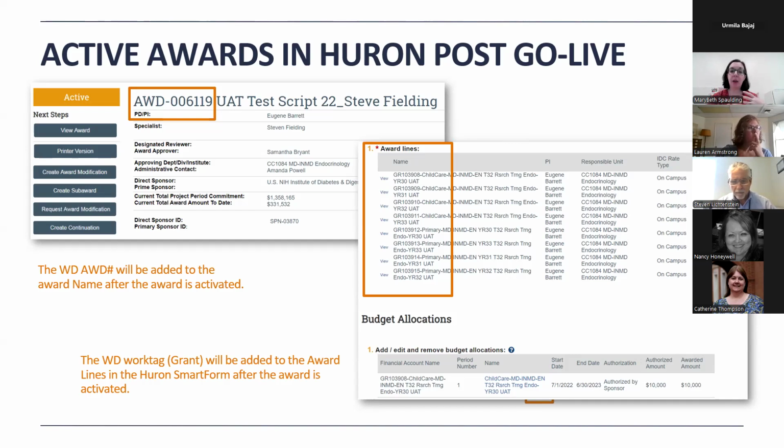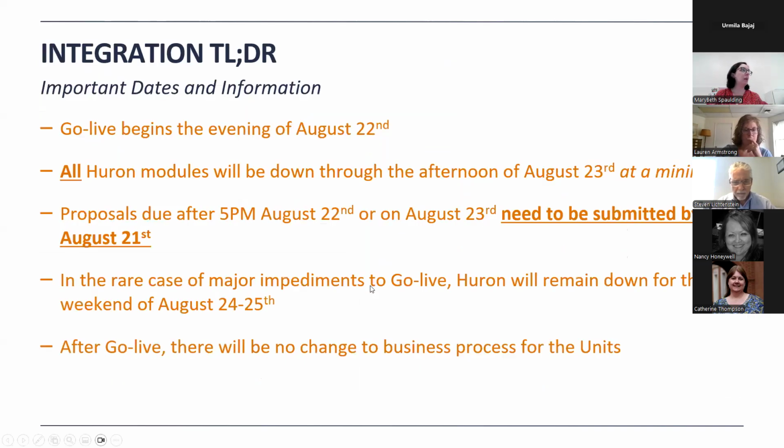So again, if you are looking at an award, you're not sure which GR, but you are in Huron, you can find it here. I don't suspect that many of you will use this because you're more on the Workday side of looking things up. But for my team, it makes it really straightforward to help us process modifications on these awards. Okay, so that really sums up all the updates.